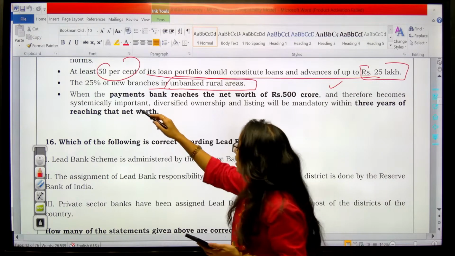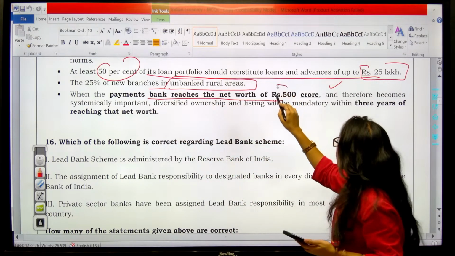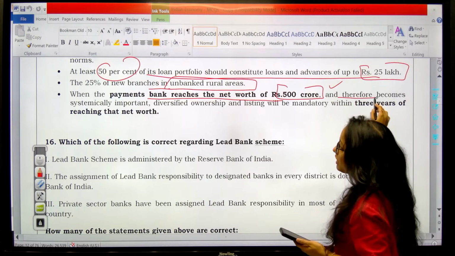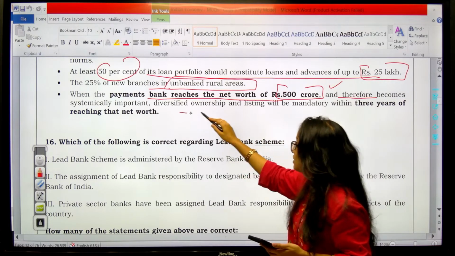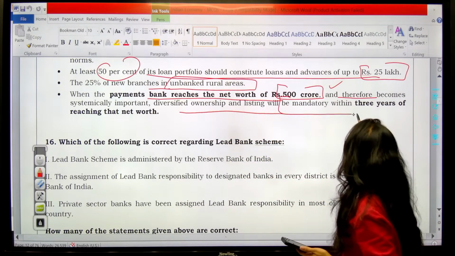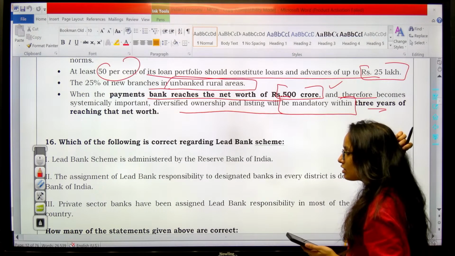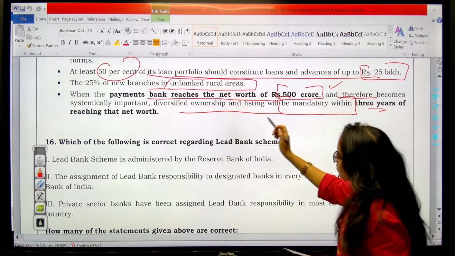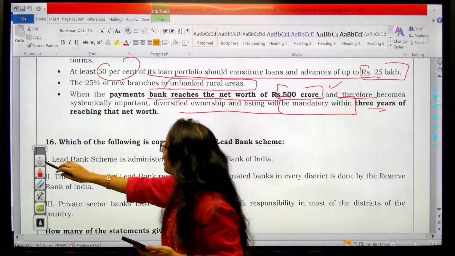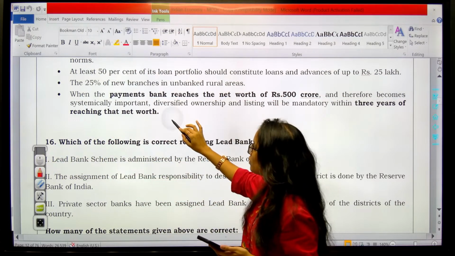Now one thing, when a bank reaches the net worth of say rupees 500 crores, and therefore becomes systemically important, diversified ownership listing will be mandatory within 3 years of reaching that net worth. Okay, so this is regarding small finance bank, this feature, not payment bank. I think there is some typing mistake here, so we will correct it.